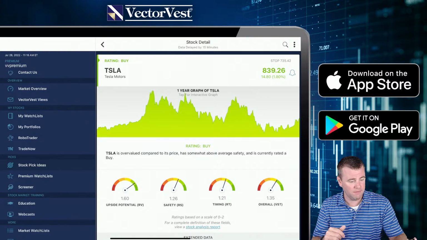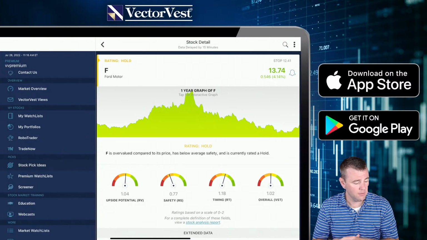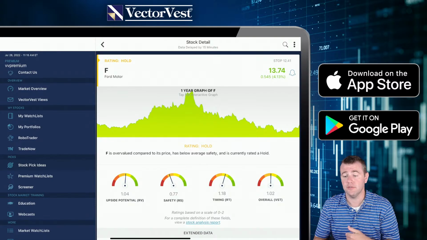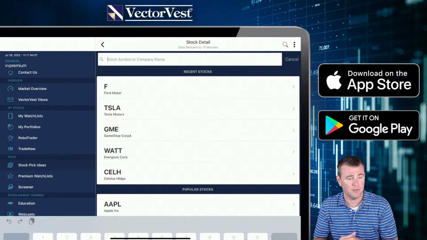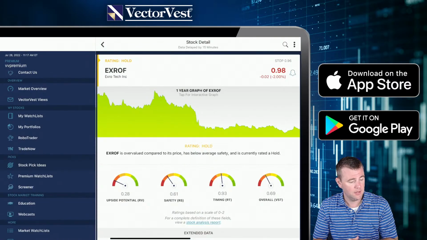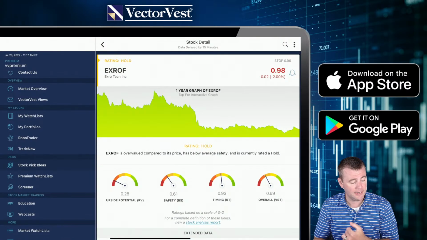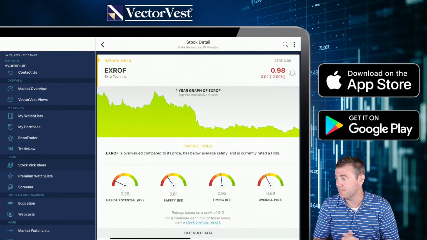Let's see. Ford. Taking a look at Ford. Good long-term potential, but it does have more risk compared to the average stock out there. It is in a steady uptrend. So overall, stock's about average, slightly favorable. EXROF. Extro, poor long-term potential, a lot of risk associated with it. You're in a steady decline, so overall the stock is not favorable.